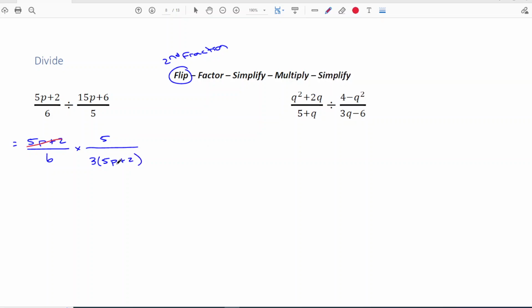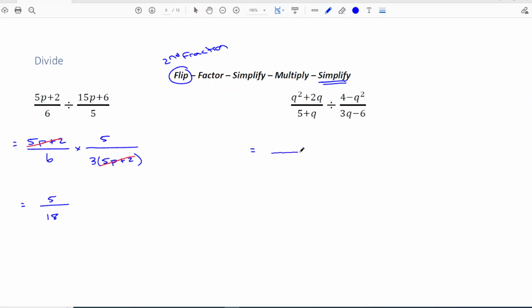Then I'm going to look to see if there's anything I can simplify. So 5p plus 2, 5p plus 2. And then I'm going to multiply across. So this is 1 times 5 is 5, and then 6 times 3 is 18. And then I always just want to make sure that I can't simplify further. So if there's anything that goes into both 5 and 18, which there's not. All right, one last one here.